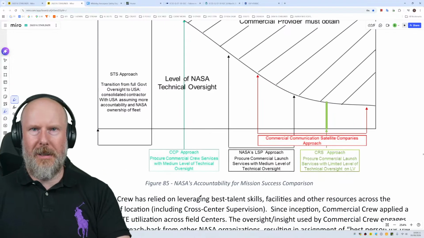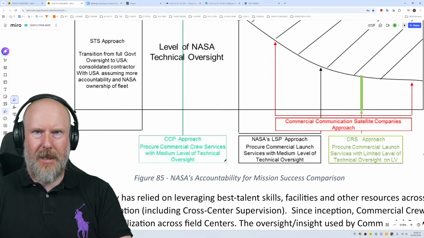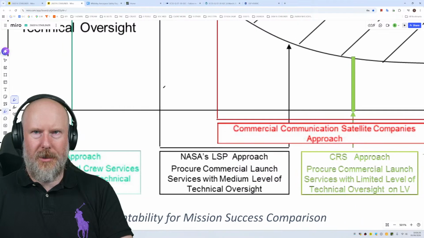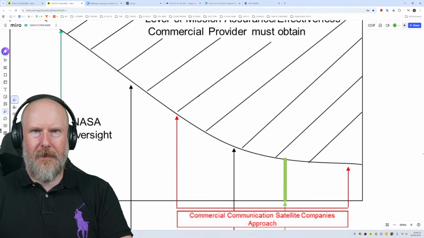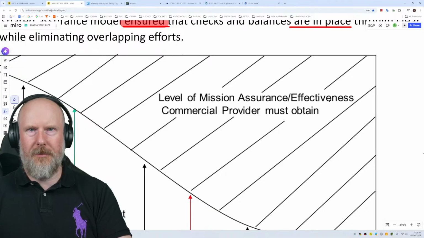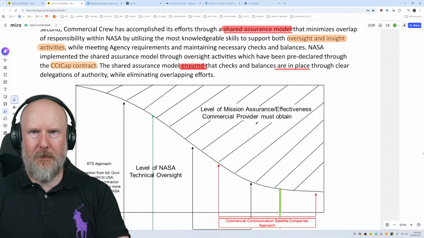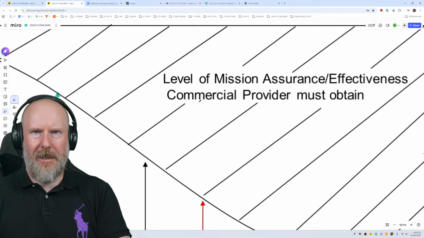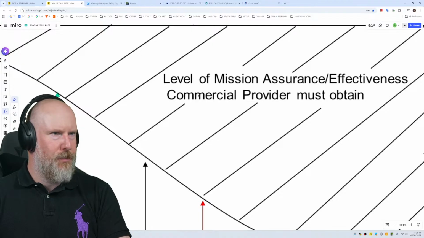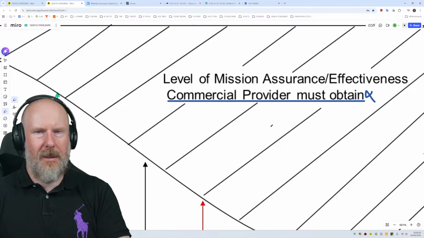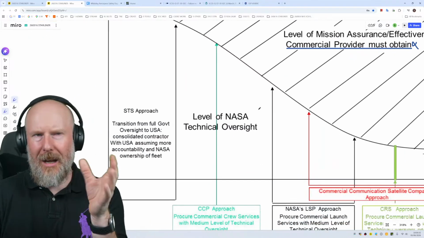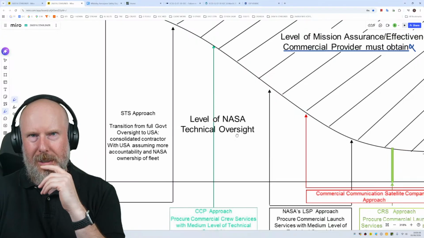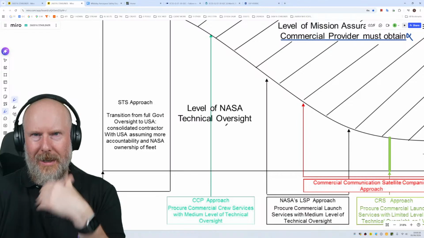Okay, so NASA's accountability for mission success comparison. Here we go, figure 85. Right, so what's this graph? Is that time? And what's this? Level of mission assurance effectiveness crew commercial provider must obtain. They must obtain it. Surely they must provide it, or it must come from somewhere. That doesn't make sense. Again, I'm a layperson reading a technical report. I've not been involved in reviewing or generating, so of course I'm probably going to ask stupid questions because it doesn't make sense to me as a layperson.